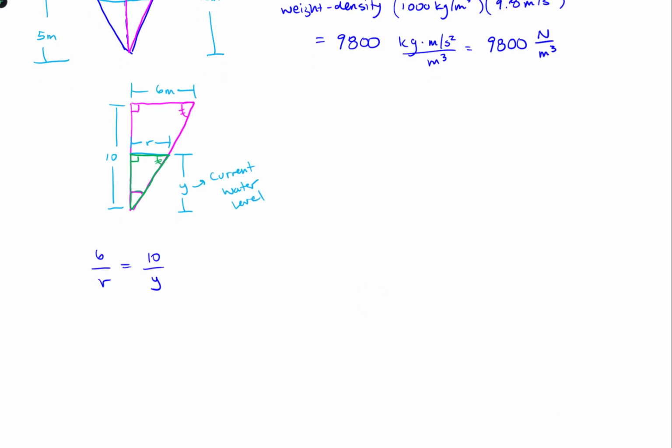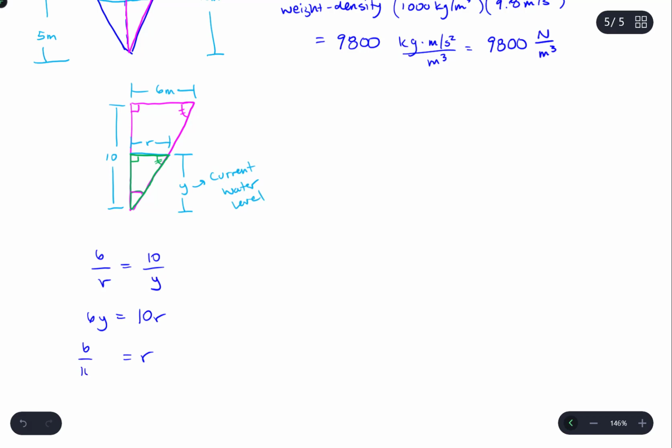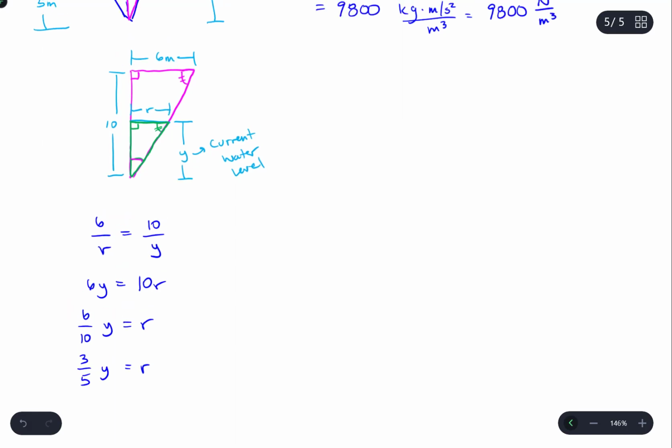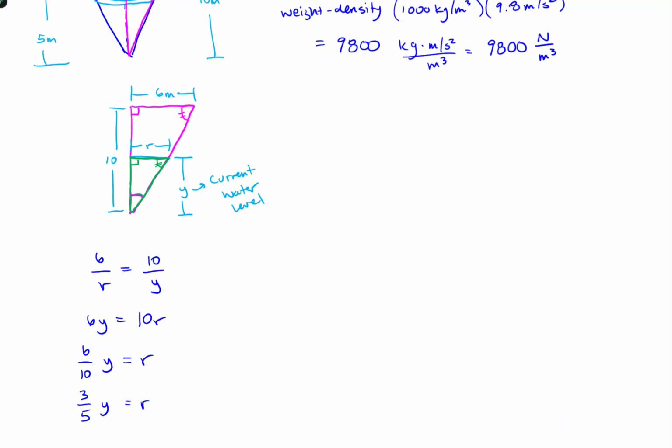So for instance, I could say 6y equals 10r, or r equals 6/10 of y, which is of course the same thing as, well, I'll just write it down here, r equals 3/5 of y. All right, so that gives me a way of determining what the radius of this water level is going to be for any height. Okay? And you should check it for a couple of points just to make sure it works.